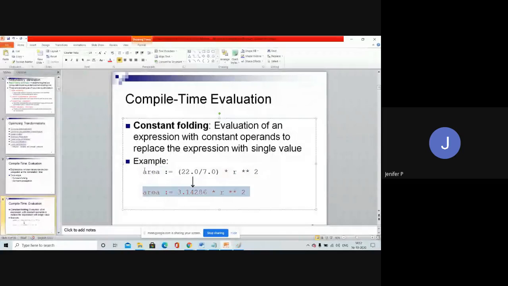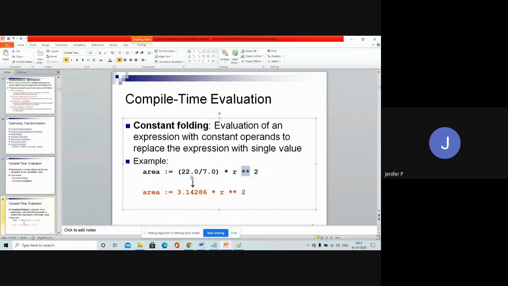Is everyone able to see this example? Okay. So see here, the first, before optimization, is what? Area equal to 22.0 divided by 7.0 into r, with a double asterisk, which represents the power operator, r squared. Here in Pascal or Fortran, it is represented like this. In C or C++, we use the math pow method, or we can use a cap. But here Fortran or Pascal use the asterisk as the power operator.